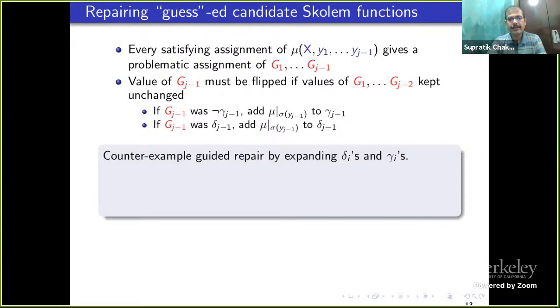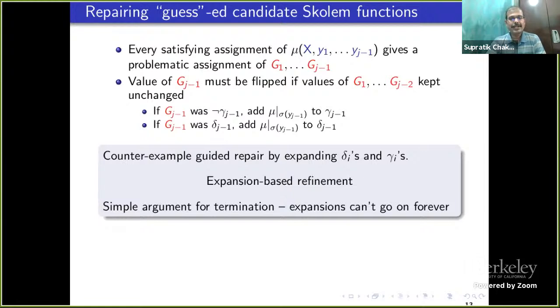counterexample guided repair, and note that this really involves expanding these under approximations gamma and delta. Every counterexample is generalized, and then the generalization is added to these, either the gamma or the delta, depending on what was being used for g_{j-1}. And so therefore we also call this expansion based refinement.